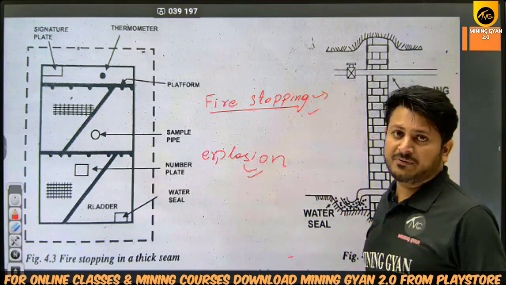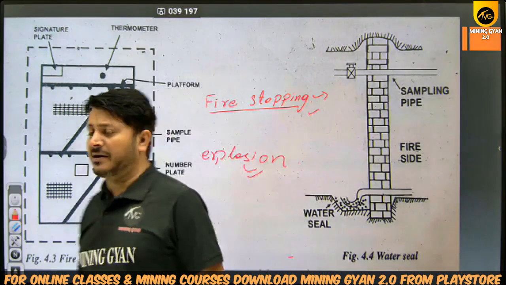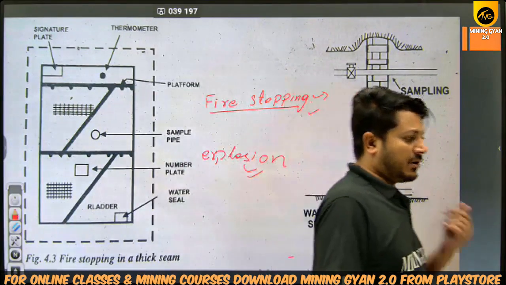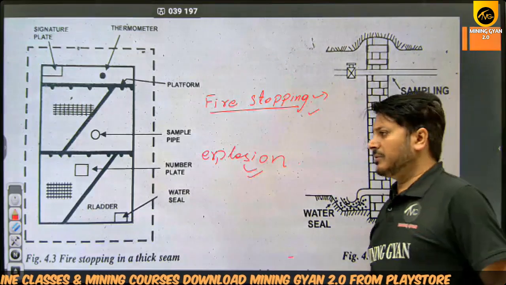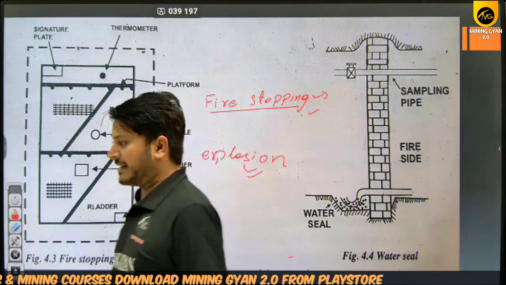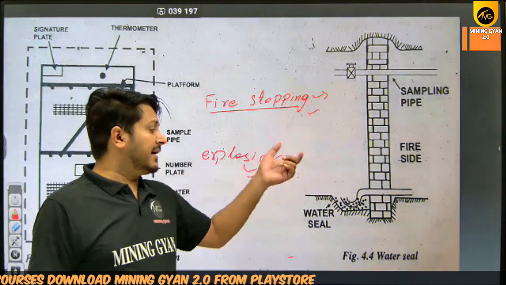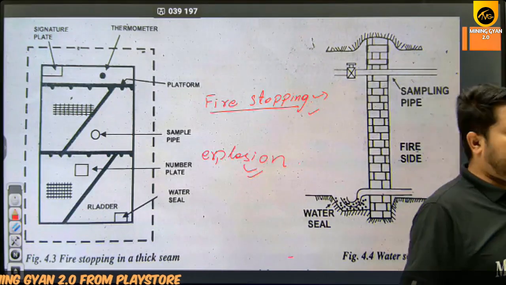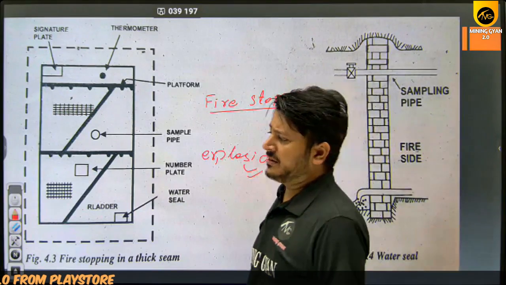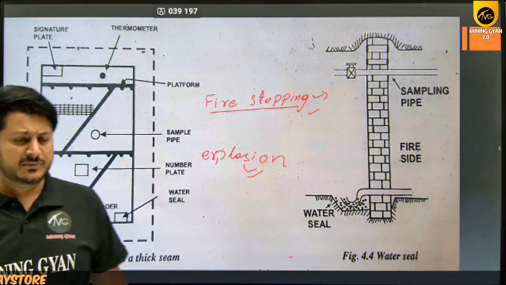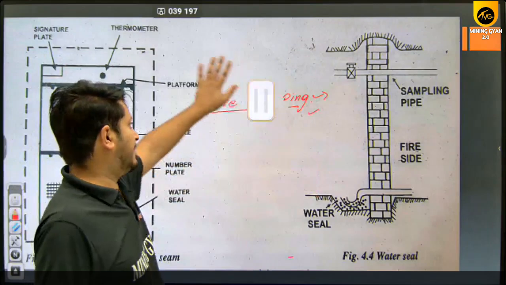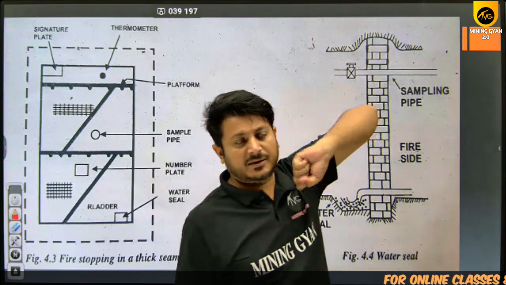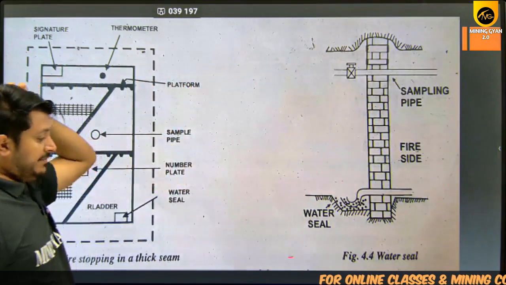So fire stopping is made basically to reduce leakages, first of all leakage of oxygen or any other gases. That's why fire stopping is made, and its thickness is increased so that it can bear any small explosions, and there should not be any leakage of methane from this side. And explosion proof stopping is made so that any type of explosion can be resisted.